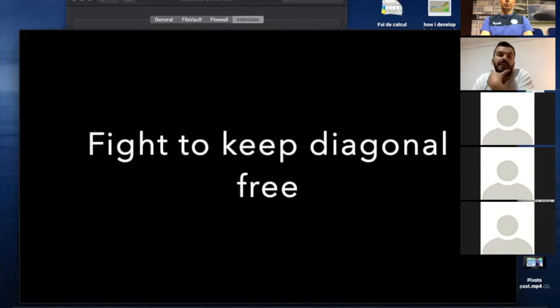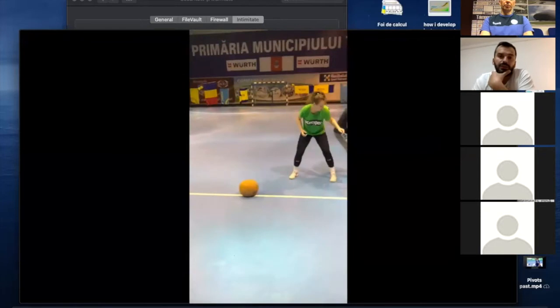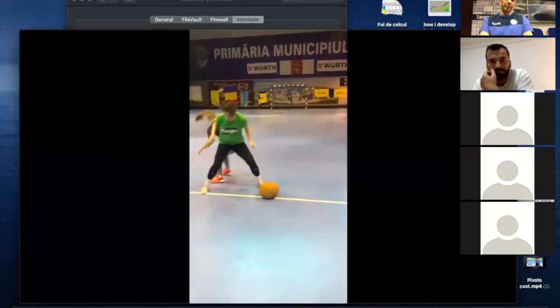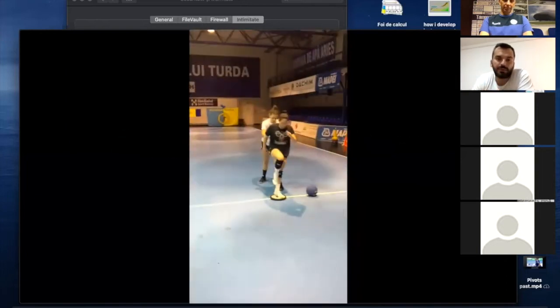Here is some exercise for fighting to keep the diagonal free. So the black t-shirt girl tried to touch the ball. She cannot pass the line, and the green t-shirt girl tried to defend, to stay low, to defend the ball. It's about absorbing the force when the opponent pushes you to go forward.